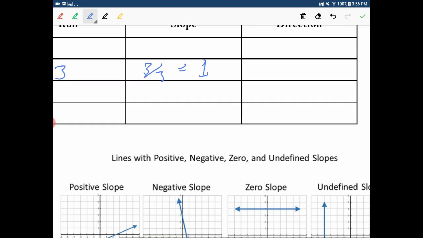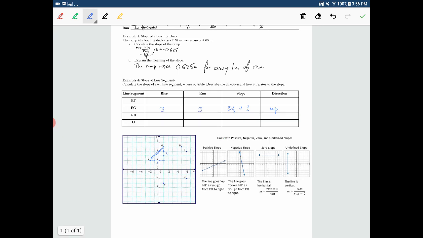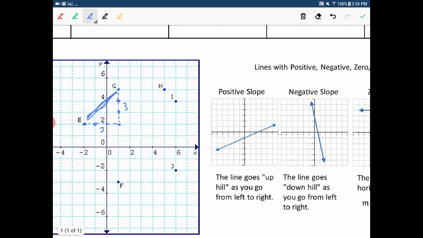The direction is up. What I mean by that is, as we read left to right, and you always read left to right. A lot of times people get confused on this because they ask, what if I go from the right to the left? Well, you never do that. You always read left to right. So as we go in this direction, this line goes up. Okay?